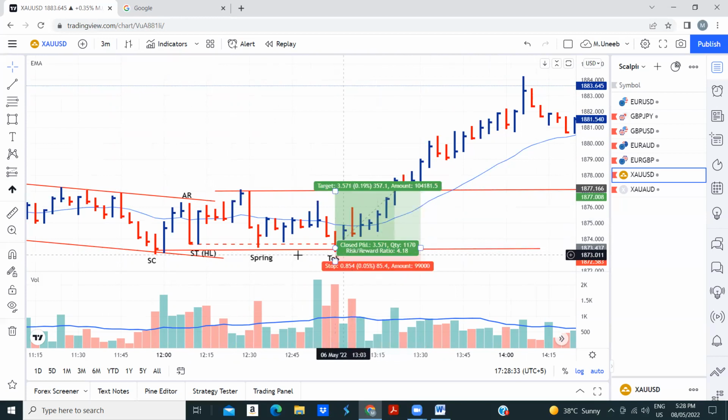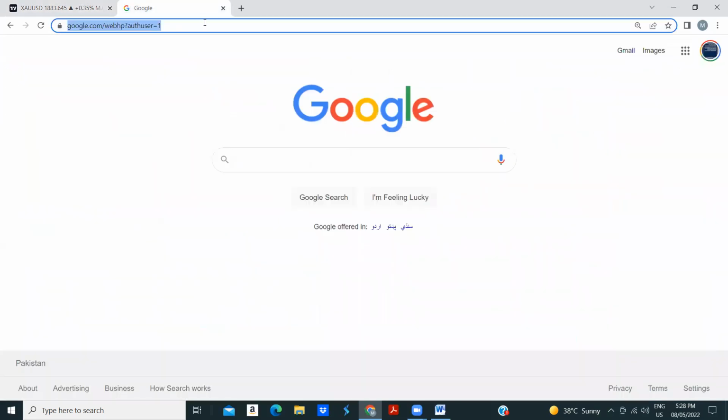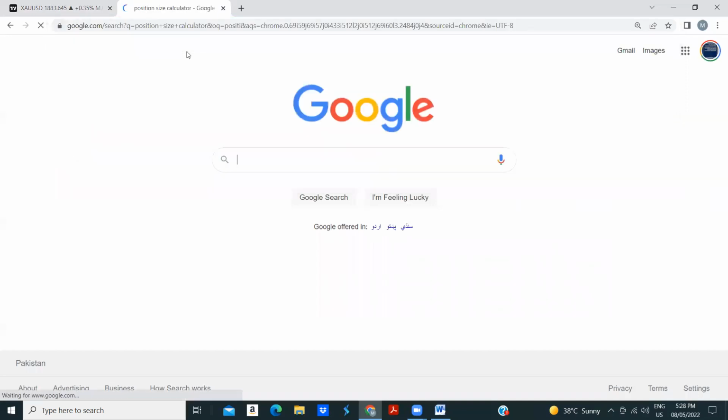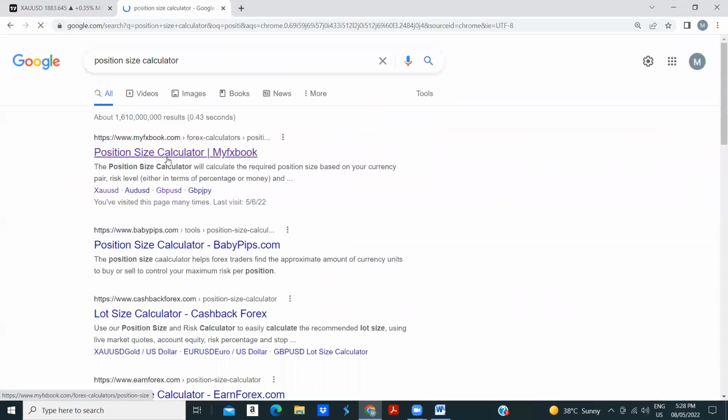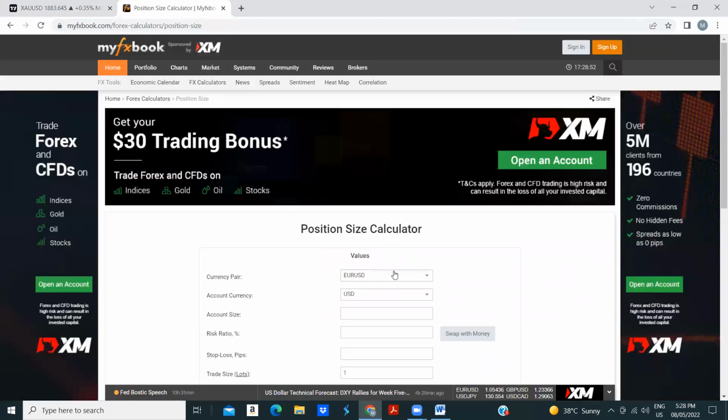What would be your lot size? Your stop loss is here. You see your stop loss here is 85.4. So you will go here and write down position size calculator. You take the position size calculator on Google, and then you select your asset. Which asset is it? It is XAU USD. You will select XAU USD from here.